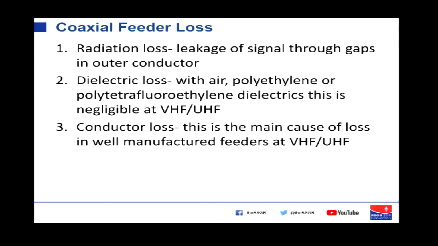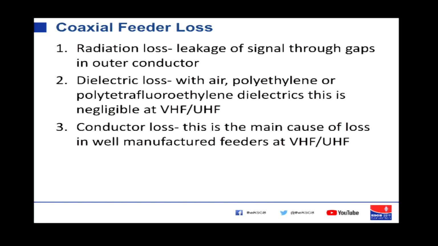Coaxial feeder loses signal, i.e. it creates loss, feeder loss, for 3 basic reasons. First of all, radiation loss, leakage of the signal through gaps in the outer conductor. In the 1960s, when copper was expensive, a coaxial cable was devised for UHF TV purposes, which used to be known as bikini braiding, because there was so little copper in the outer. Cables like that lose signal by radiation loss really rather badly.